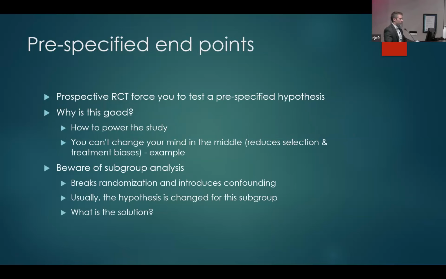Okay. The third advantage that randomization gives to understanding the world is that prospective randomized trials force you to test a pre-specified hypothesis. And why is this good? It gives you an idea of how many participants you need. We call that powering the study. You have to power the study to predict a certain effect size, and that's really helpful. And then you can't change your mind in the middle.